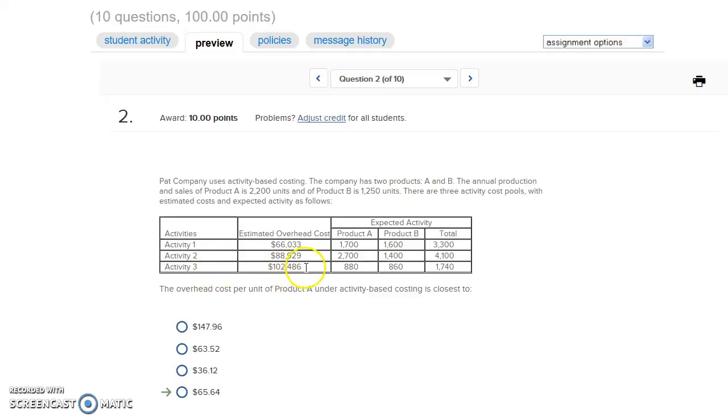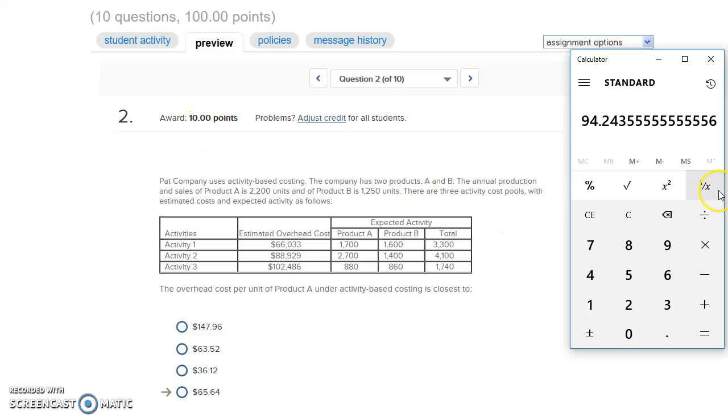And for activity three, gosh, let's say that's molding. We're going to have $102,486. That's what we anticipate is going to be the total molding cost. So product A is 888 molds, and product B is 860 molds. So let's go ahead and find out what our overhead cost per unit is going to be. Now, the first thing I'm going to do is bring up my calculator, which is a must for activity-based costing. I'm going to find the cost per unit for activity one.